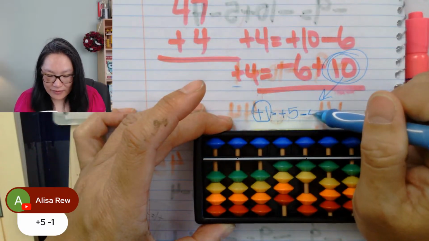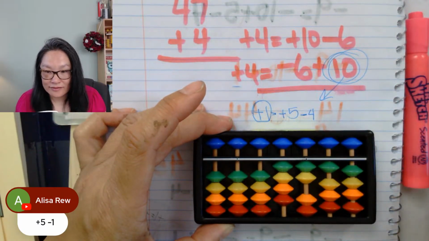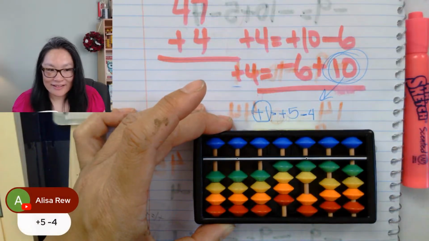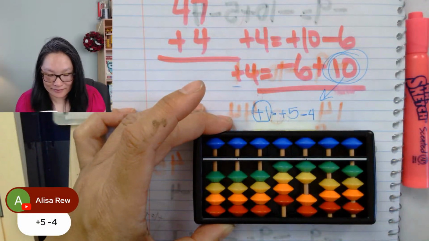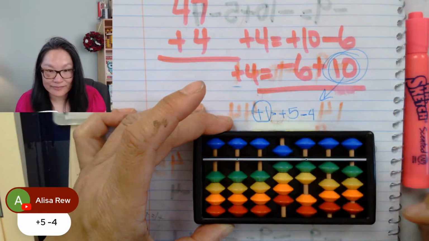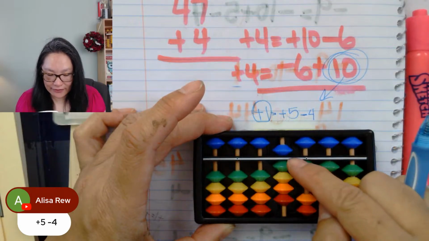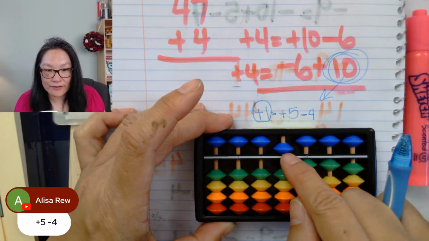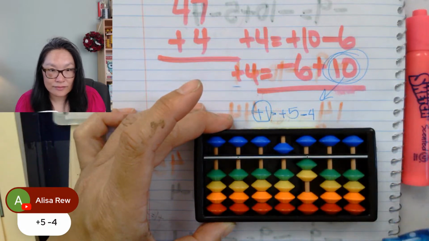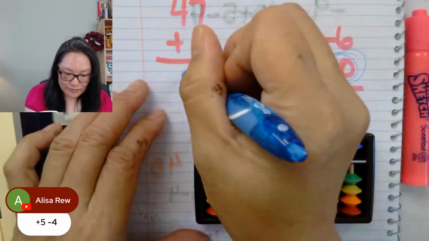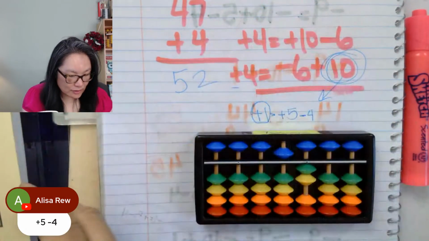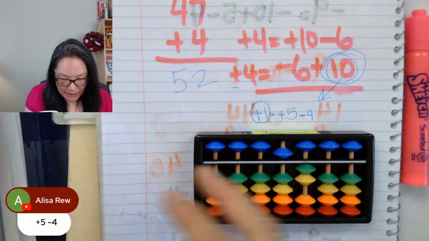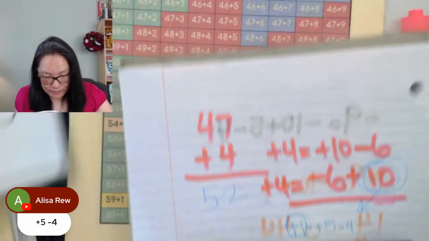Minus 4. Yes. Thank you, Alyssa. Add the 5 minus the 4. So my final answer is 52. 52. So why did I do that? I did that because of this.